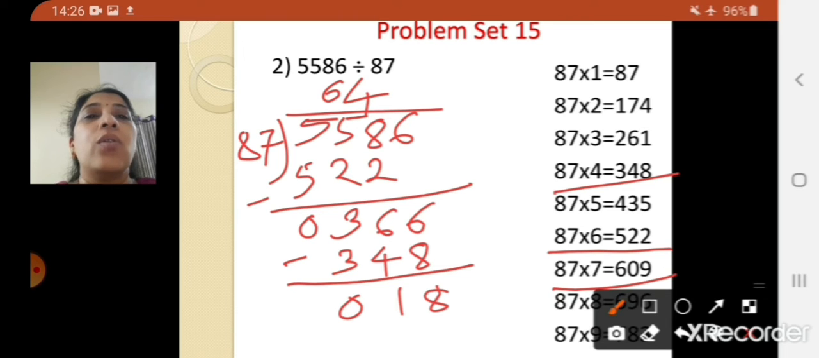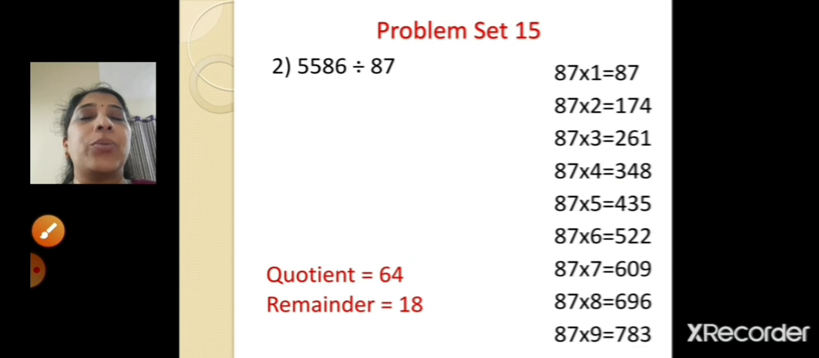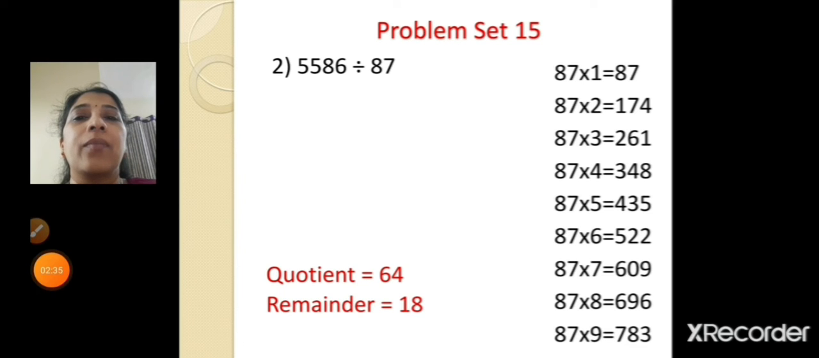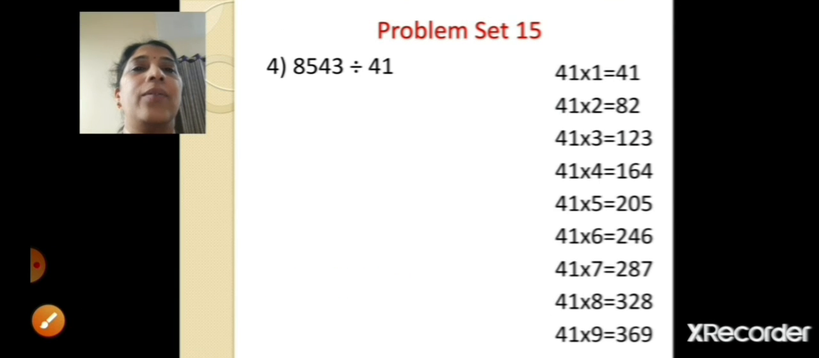So now what did you get as the quotient? You got the quotient as 64 and remainder as 18, right? So you will write quotient is equal to 64 and remainder is equal to 18, right children? So let's move to the next sum. Let's move to the third one. The third one you will do as practice, right? So I have directly started with the fourth one.